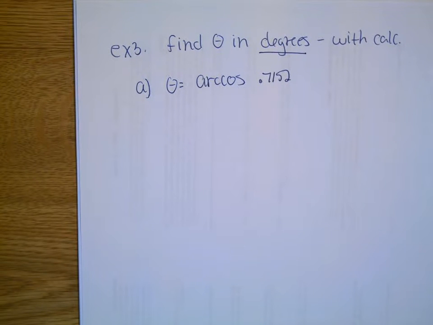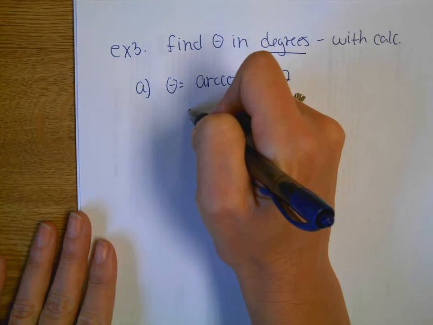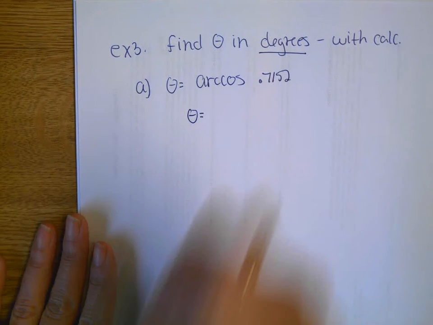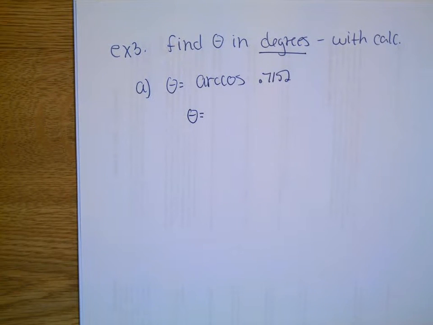Radian right there. So 44.3. Is that like point blah blah degrees? Nope, that's a ratio. That is the adjacent divided by the hypotenuse. That's what it's coming out. Inverse cosine of 0.7152. Enter.